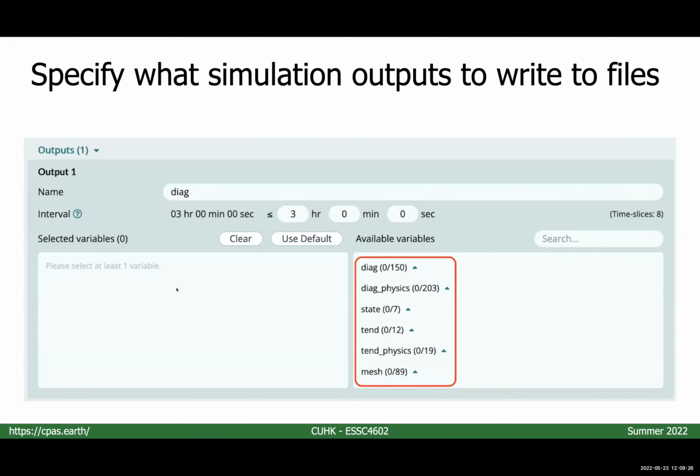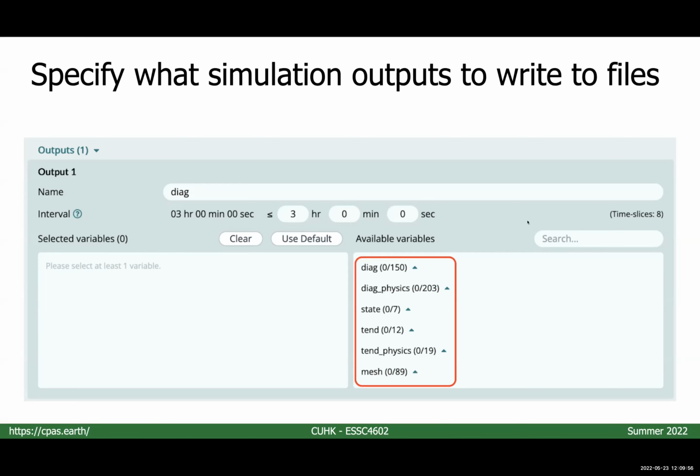And then we come to another topic. In the simulation job, you have to specify what output you want to write to file. If you come to this page, usually you have some default selected variables here. And here I have clicked the clear button, so it disappears. And also you need to care about the interval in which the data is written out.